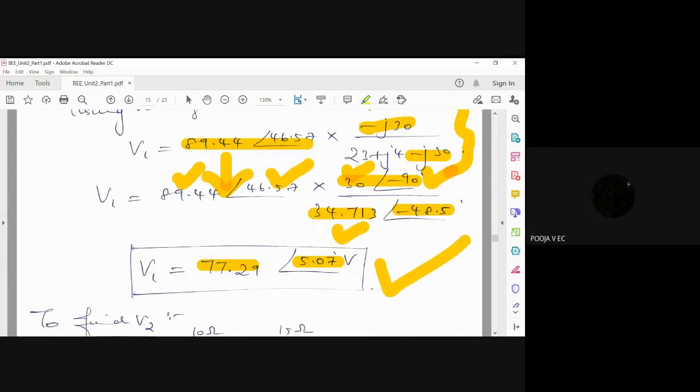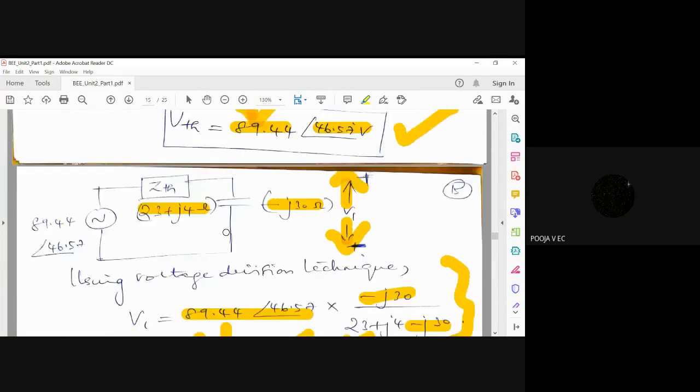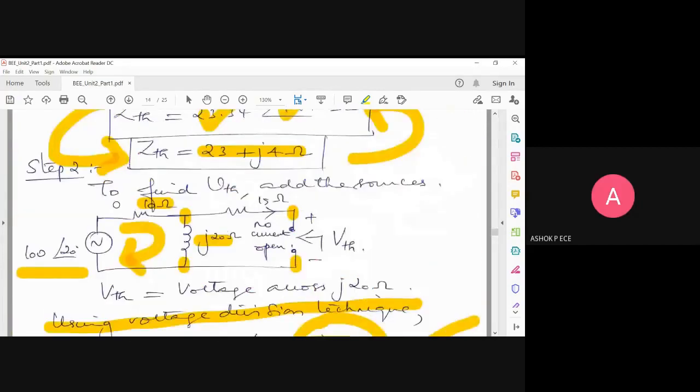Sir, a doubt, sir. Yes, question. In the AC circuit, sir, instead of giving in polar format, if they give like A sin omega t, if they give in that format, how to convert, sir, into polar format? See, if they give 100 sine omega t in the voltage source, it is 100 angle 0.